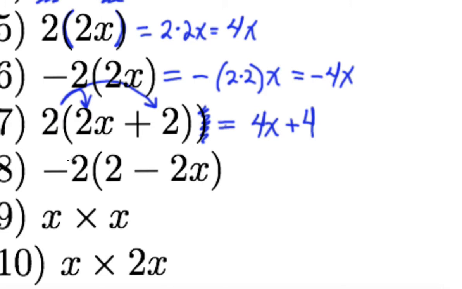Let's try this one. What's the opposite of 2 times 2? Teresa, what's the opposite of 2 times 2? Interesting. The inverse operation. My question to you is, what's 2 times 2? And then take the opposite. What's the opposite of positive 4? Negative 4. Good. So negative 2 right here. Negative 2 times 2 is negative 4.